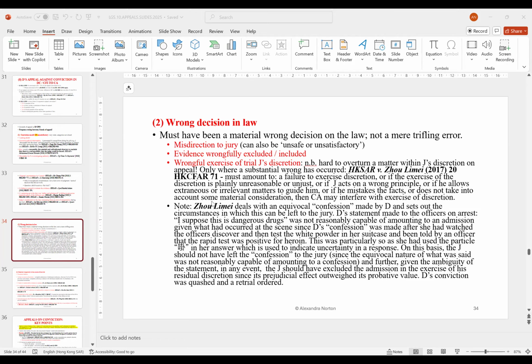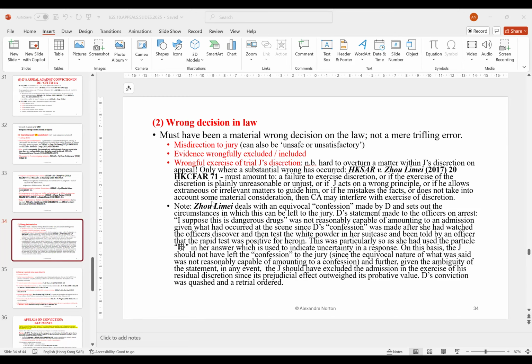Okay, so next ground of appeal, wrong decision of law. So here it has to be a material wrong decision. So it could be a misdirection to the jury, right? Directions to the jury are on questions of law. It could be wrongfully including or excluding evidence, or sometimes even the wrongful exercise of the judge's discretion. Although overturning the judge's discretion is always difficult on appeal, unless it's a very plainly wrong error that has been made.